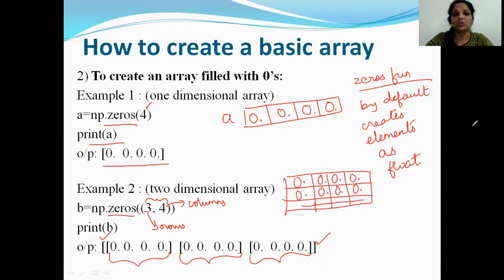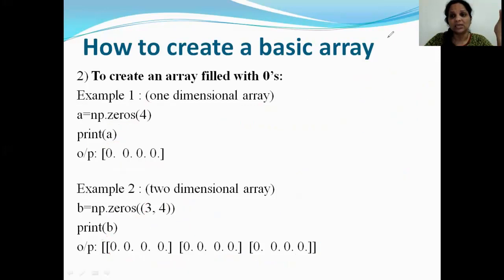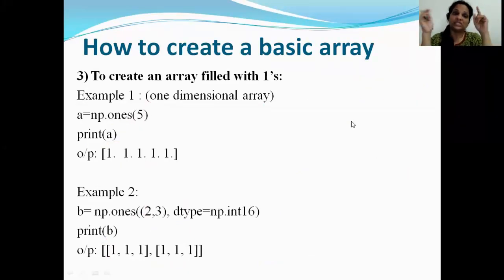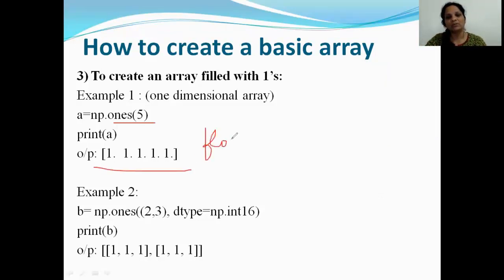Coming to the next function, which is similar to this, so I'll go a little faster. The function is called ones. If zeros fills up the array with element 0, then ones fills up the array with 1. So if you say ones in brackets 5, what does it mean? I am creating a one-dimensional array, and all the elements in that one-dimensional array are going to be 1. And that's the reason you get an answer like this. And can you see, by default, all the elements are float because that's how it works.